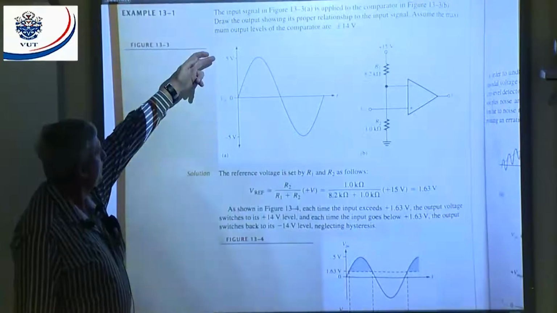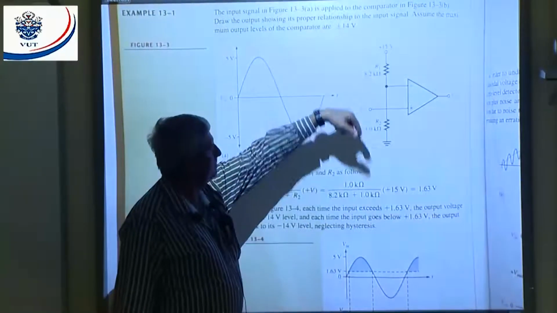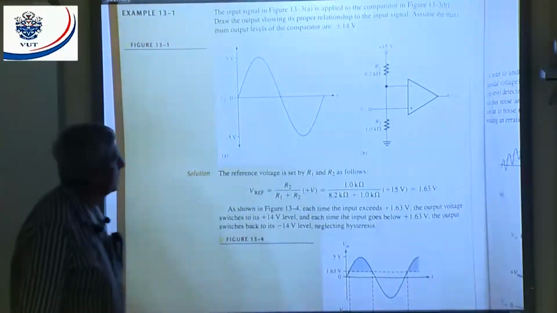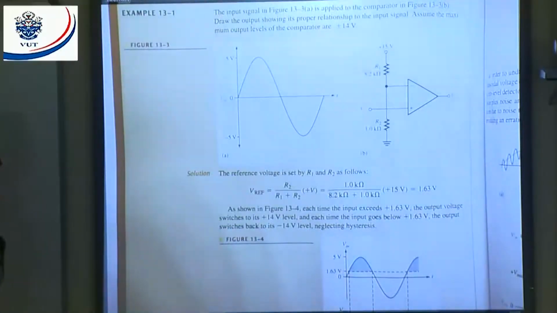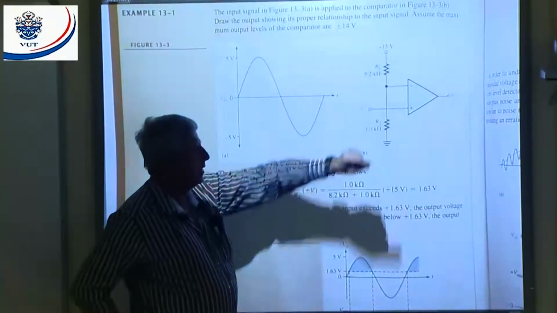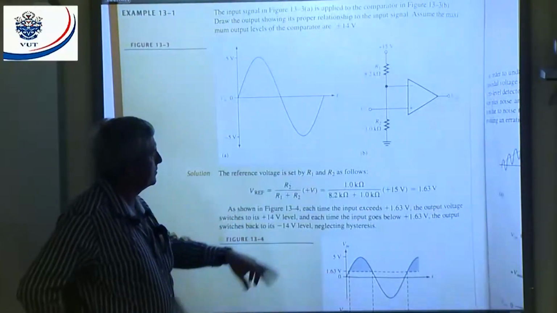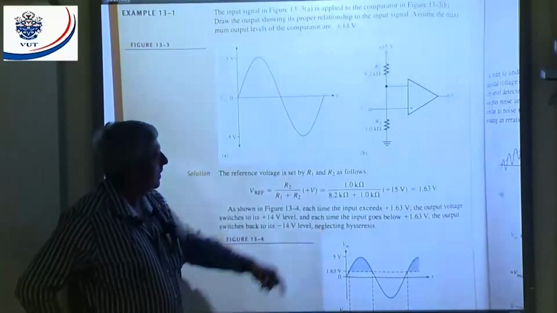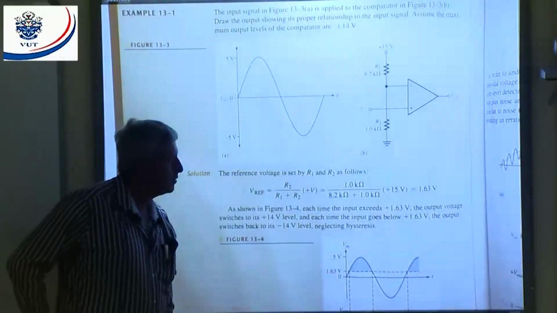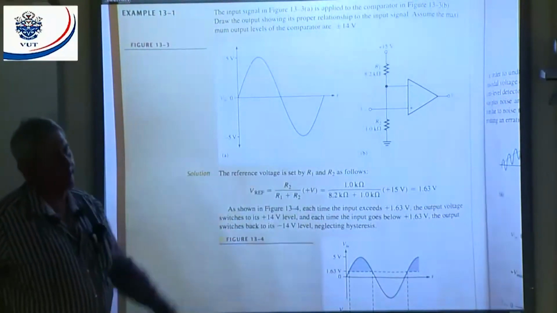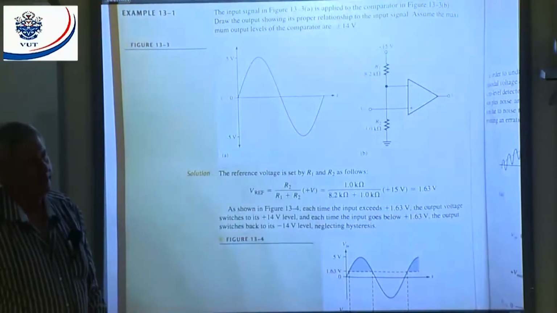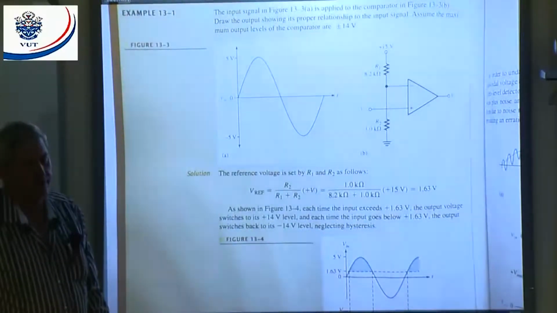I've got a voltage divider there, an 8K2 and a 1K. Where will my reference voltage be? It will be across the 2 kilo ohm. That's why I can say V reference equals R2 over R1 plus R2 times 15. And that will give me 1,63 volts. That means my reference voltage will be roundabout here, 1,63 volts. All right, you with me?